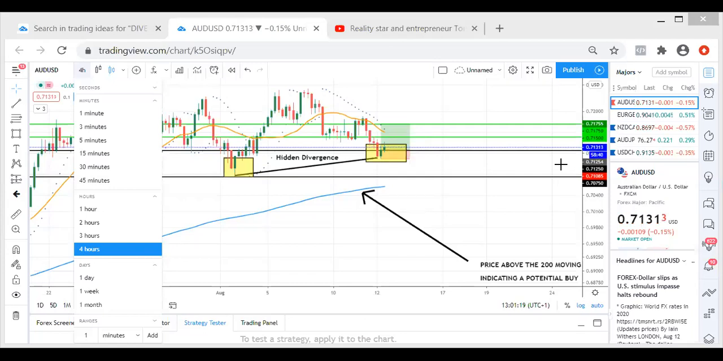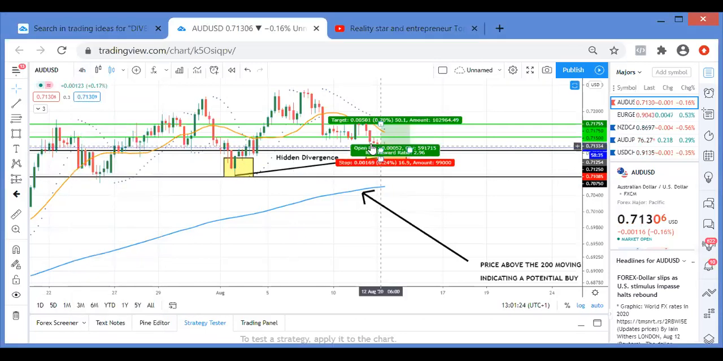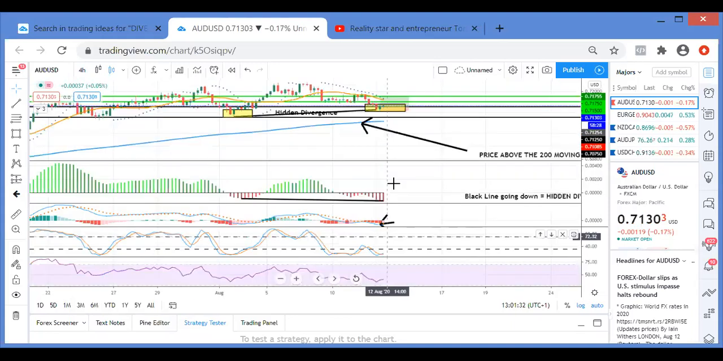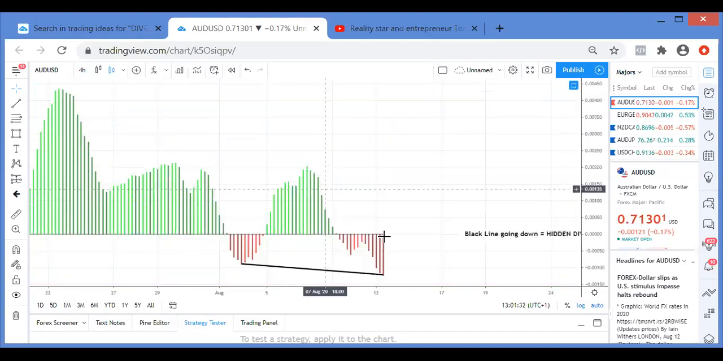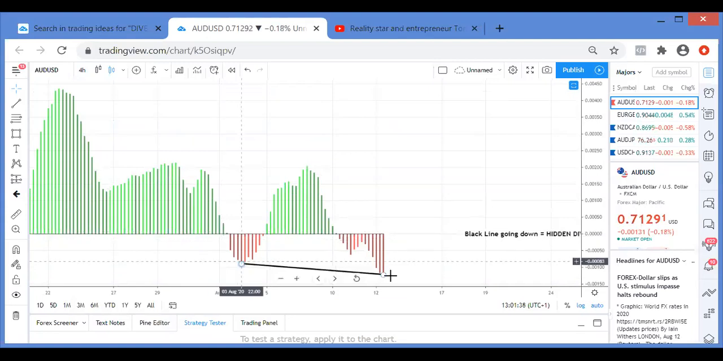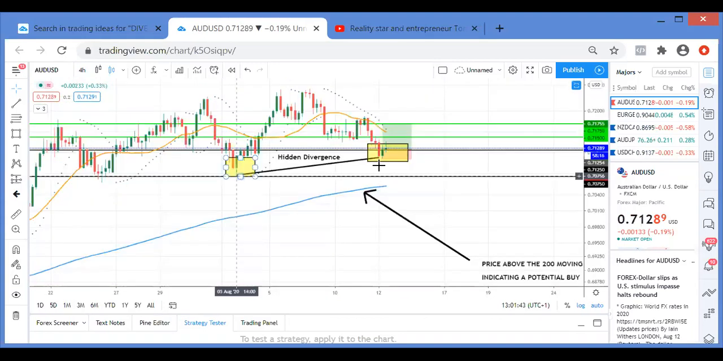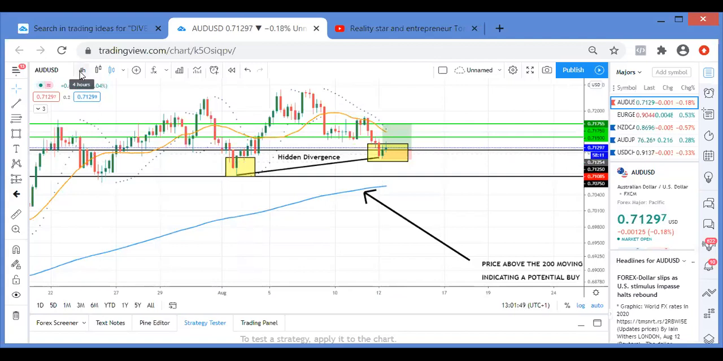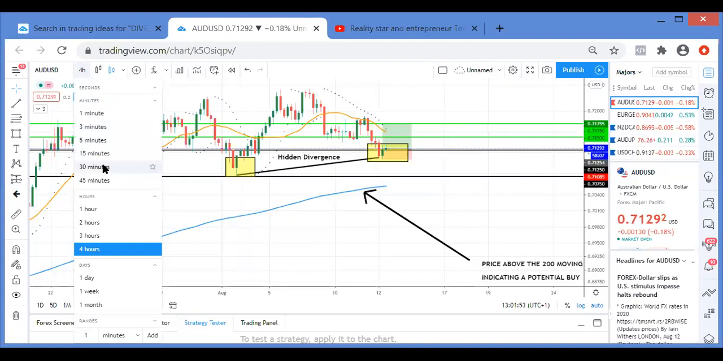So basically, guys, on the actual market, this low should be higher than this low, but on the MACD, once again, this second low here needs to be lower than this first low. You can see how it's going diagonally down, but on the market, it's going diagonally up. Once you've found your hidden divergence, you go down 2 time frames. On the 4 hour, 2 time frames down is the 30 minute. So I go to the 30 minute.